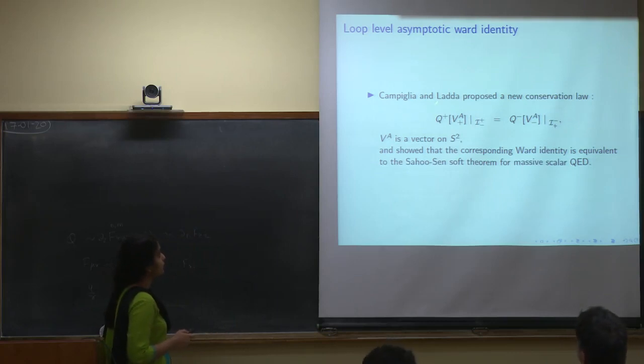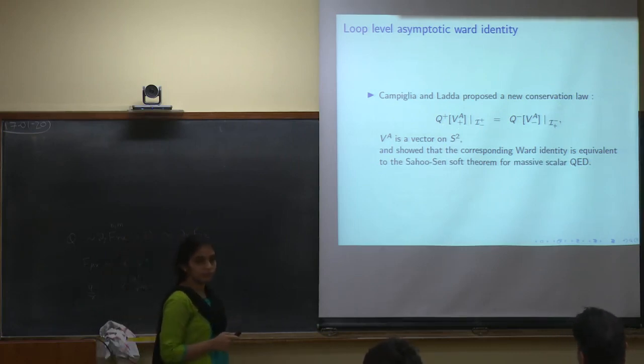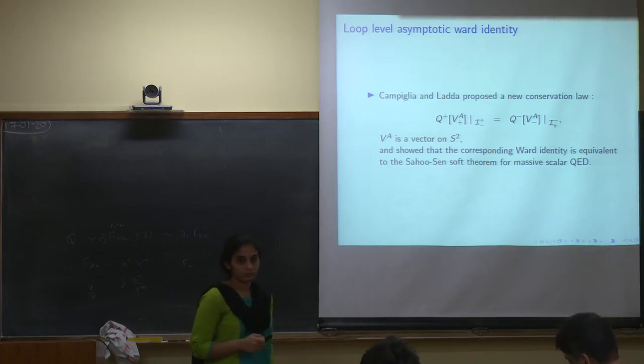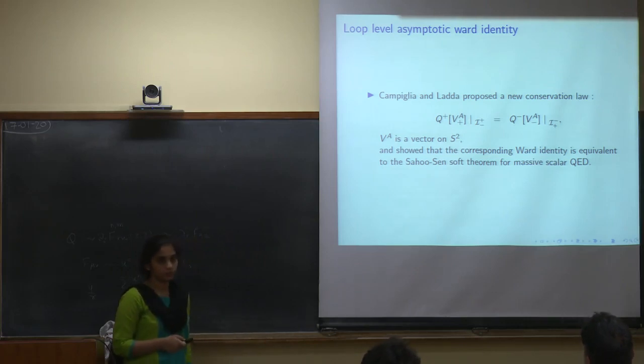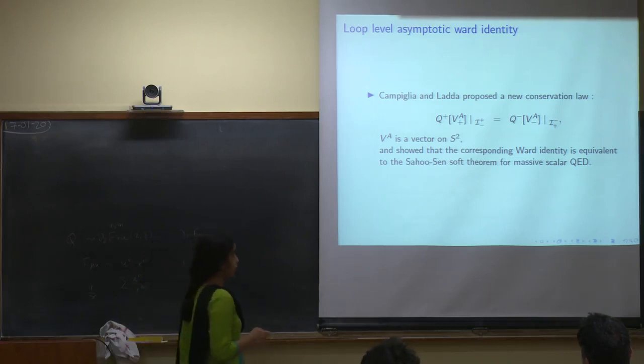So Campiglia and Laddha proposed a new conservation law. This conservation law is now parameterized by a vector on S2. Sorry, this was for vectors. Is there a statement like this for gravitons as well? Yeah. So they have derived it for gravity and for QED, photon. There also it is universal. So here I am only talking about photon. That's why I didn't mention.